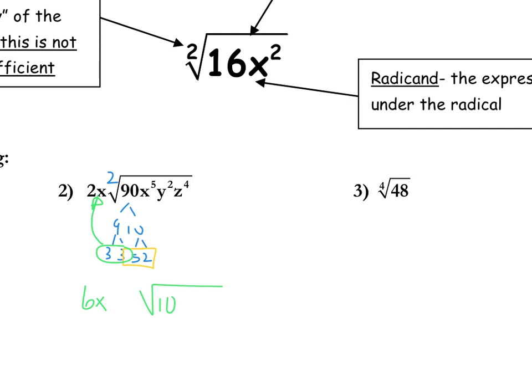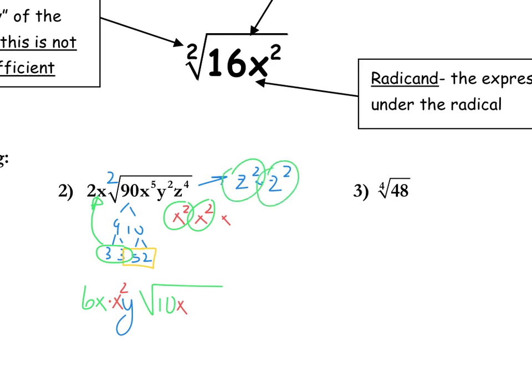And then x can be broken up to x squared times x. So I can take out an x squared and I'm left with an x underneath, because here's one group, here's two groups. The y's, I can take one group out. And then for the z's, that's going to be z to the second times z to the second. So I can take two groups out. And that leaves me z to the second. So my final answer would be 6x to the third, y z to the second, square root of 10x.